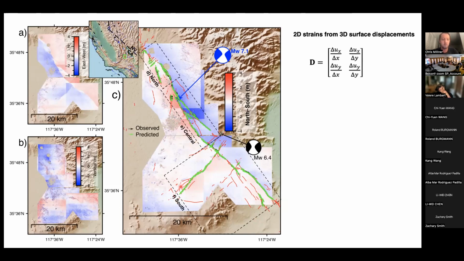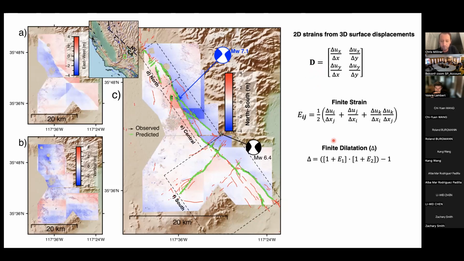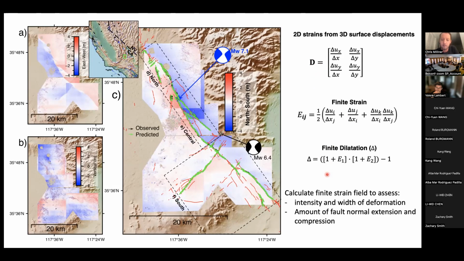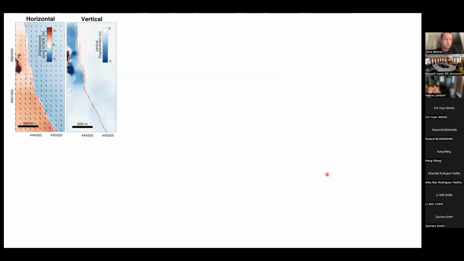One of the things you can do with these deformation maps is compute strain. From these 3D deformation maps, you can calculate the 2D displacement gradients. Because we don't have the constraint of how displacement varies with depth, we can't compute 3D strains, but you can get the 2D strain tensor. You compute finite strains here because we're dealing with large finite strains across the rupture, and then we can also calculate the finite dilatation. This is useful because it can give you an idea of the intensity and the width of the deformation zone, or the amount of fault extension and compression. So here's a quick example of this.